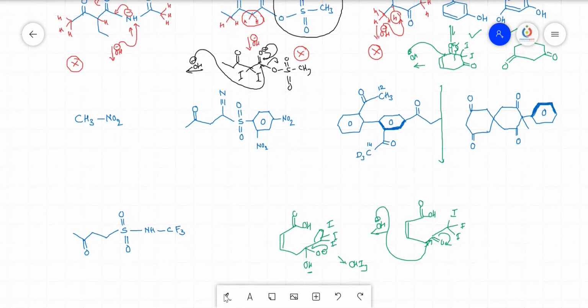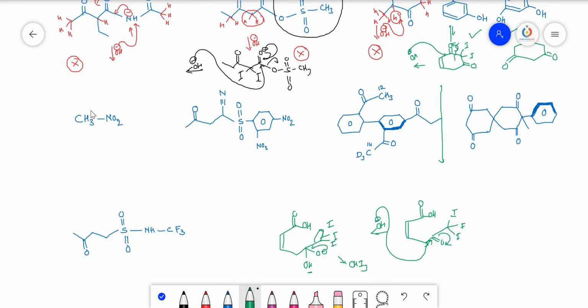Now let us see this particular molecule here. NO2 CH3 is connected to a strong electron withdrawing group like the CO group. So this also gives the positive iodoform test.